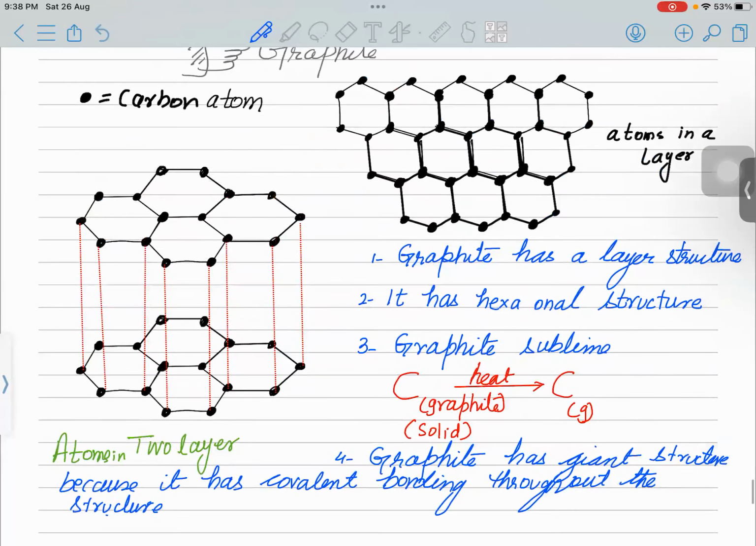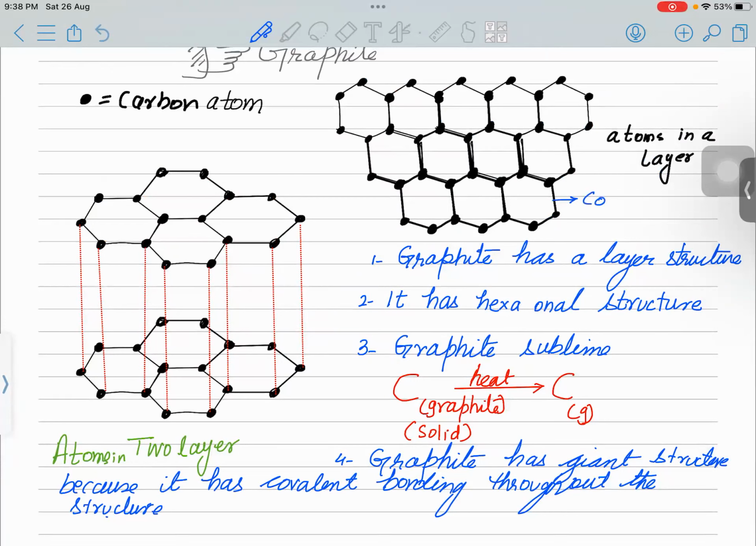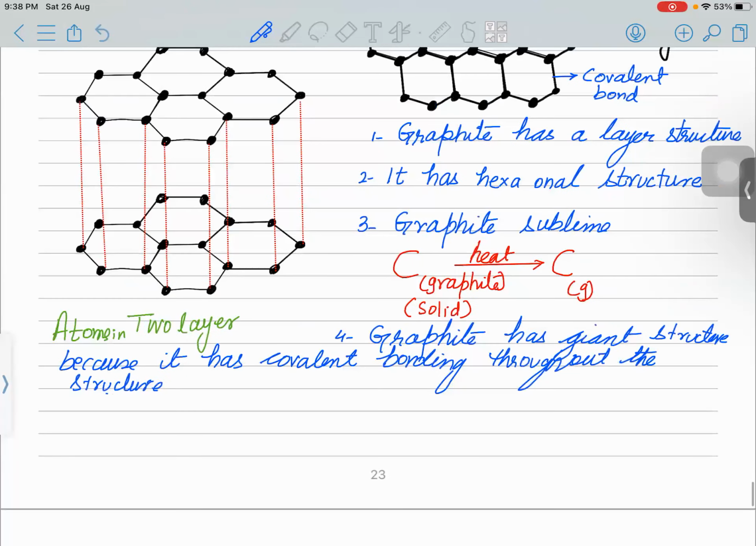This is covalent bonding, right? Now you can see that everywhere is covalent bonding between carbon and carbon, right? Throughout the structure, there is no other element except carbon. Are you getting my point or not?